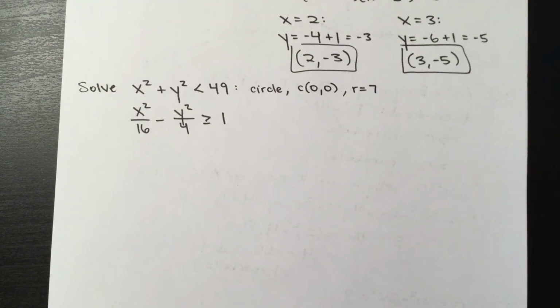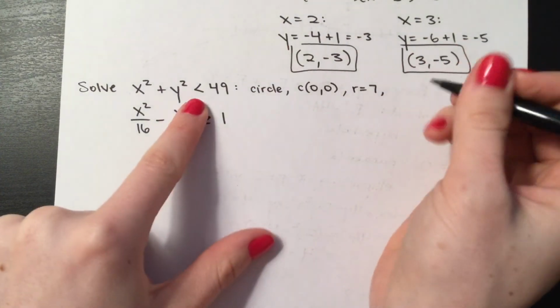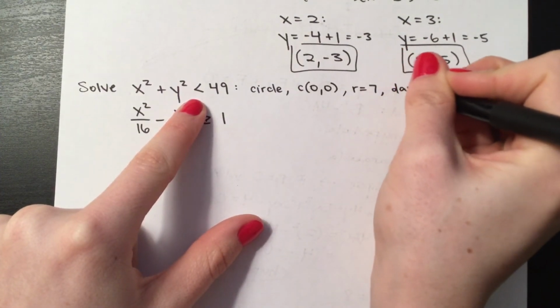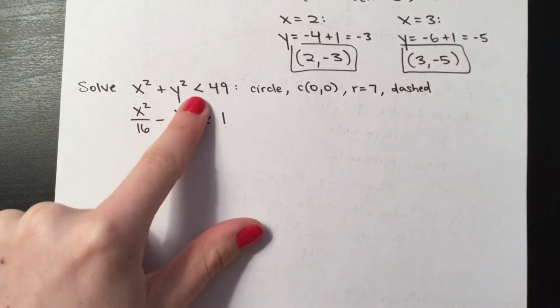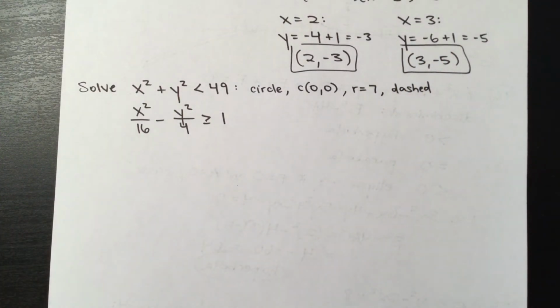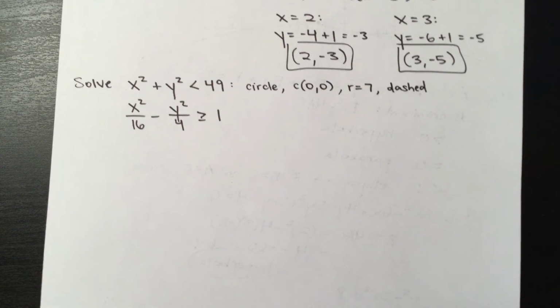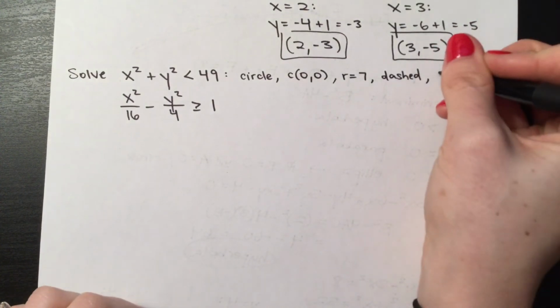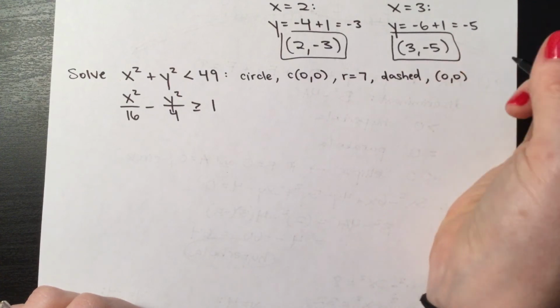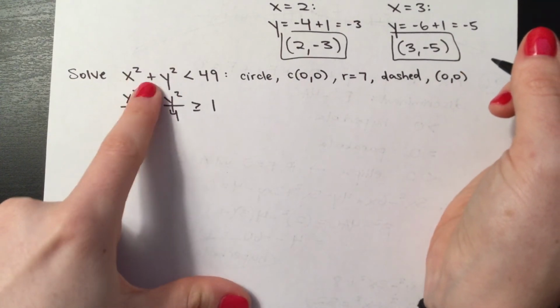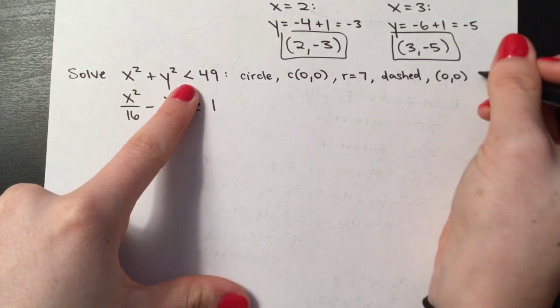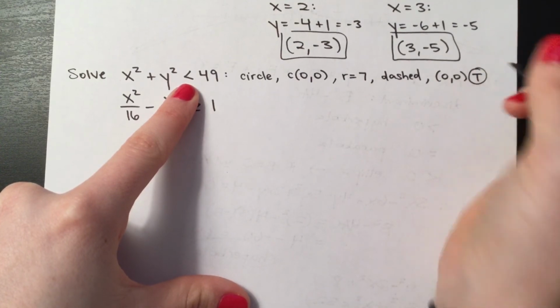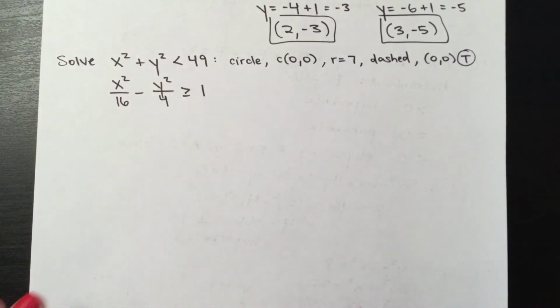So that's my radius. Last thing you want to answer with these from 9.7 is whether the line is dashed or solid. And this would be a dashed line, and that's because I just have a less than, I don't have a less than or equal to. And finally, our last check, we could do our 0, 0 check. So if we plug in 0 plus 0, it is less than 49. So the 0, 0 check ends up being true. All right, so we'll use that when we plot.